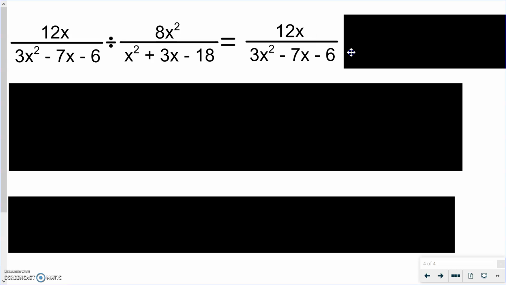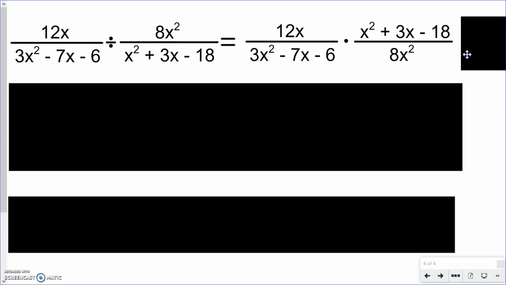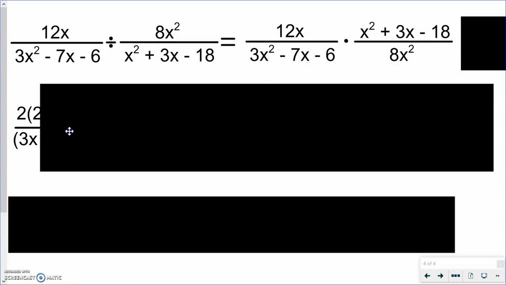The first fraction stays the same. Change the division sign to a multiplication symbol. Flip that second fraction. From there, we're going to factor and make one big fraction.